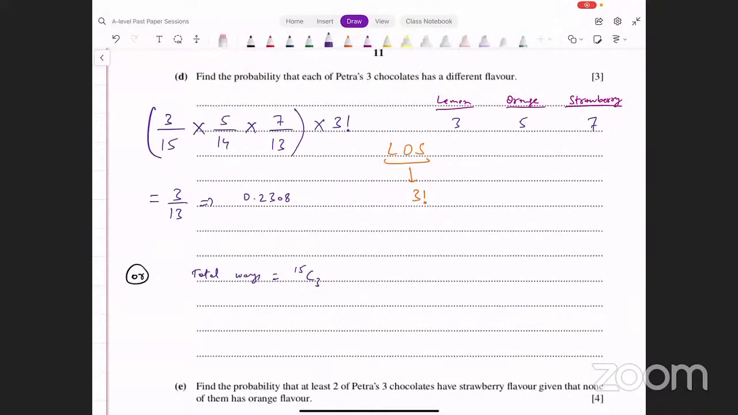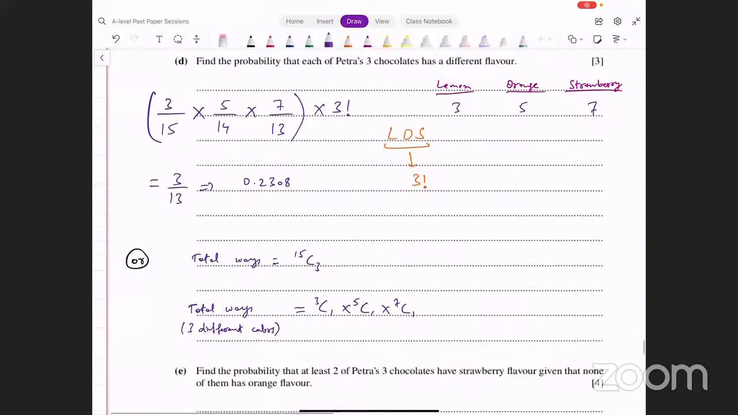So the total number of ways where we've got 3 different colors. What's that? That's 3C1 into 5C1 into 7C1. So what will the probability be? The probability will be 3C1 into 5C1 and 7C1 divided by 15C3.